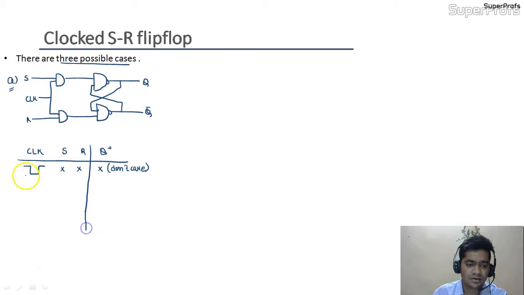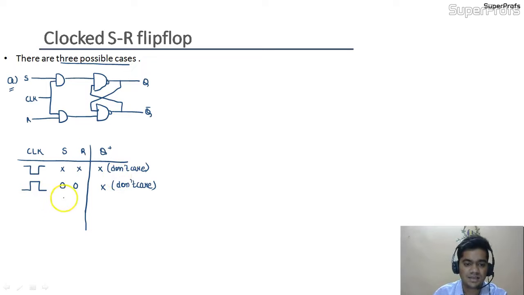So we can see that by giving the clock pulse as logic 0, we are able to control the working of the flip-flop. Now suppose we give the clock as logic 1. As the clock is at logic 1, the outputs of the AND gates depend on S and R. Suppose S and R are 0 0, the output of the AND gate for S equals 0 would be 0, and for R equals 0 again the output would be 0.